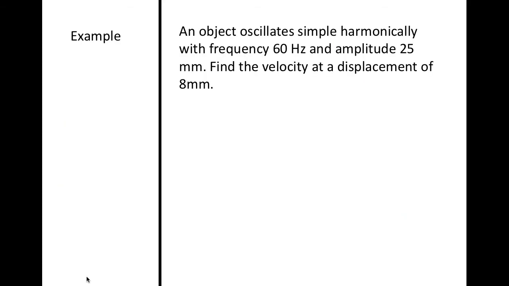Here is an example. An object oscillates simple harmonically with a frequency of 60 Hz and an amplitude of 25 millimeters. Find the velocity at a displacement of 8 millimeters. Go ahead and try this and start the video back up when you're ready. Okay, so we're given 60 Hz and an amplitude of 25. We need to get to a velocity given that we know the displacement is 8 millimeters.